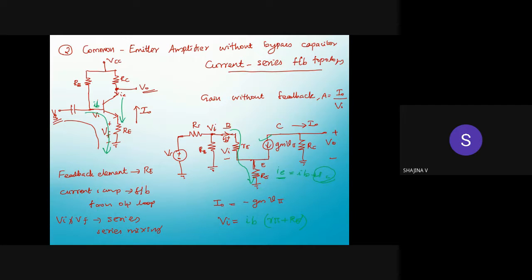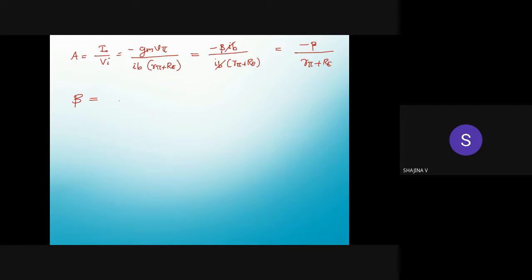Feedback factor beta, look here: what is the output of the feedback element? VF, right? So here at the input side we are mixing VF. What is the input coming to that feedback network? The current I0. Okay, so from the output side, due to the effect of I0, a voltage is developed across RE, that is VF, that is fed back to the input. So the input of our feedback network is this output current I0 and the output is VF. So my feedback factor is VF divided by I0.